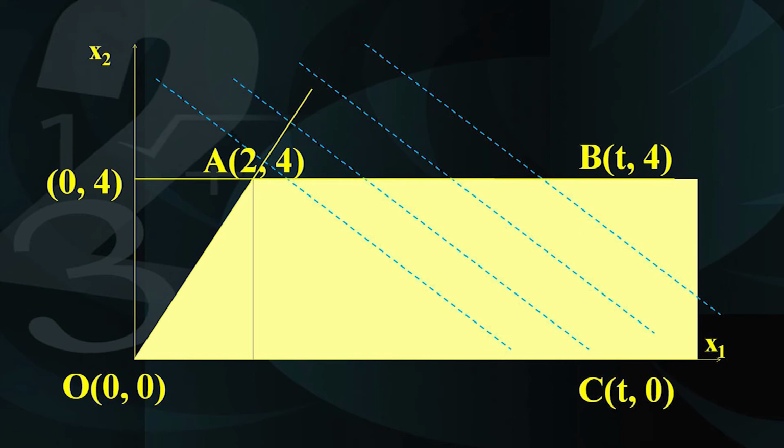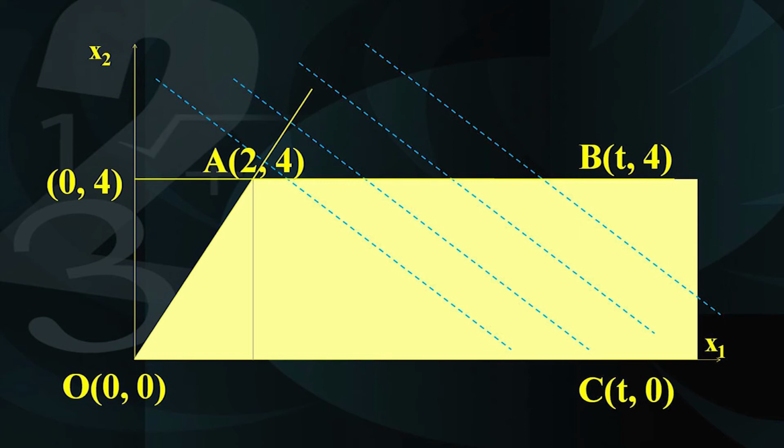Next, we will plot the second line. These are the points. O is 0, 0, the origin, and A, 2, 4, is the intersection of the first and second constraints. This is the second constraint, x2 is equal to 4, and as before the feasible region is below the line. If you look at the coordinates of the points that lie on the uppermost line, it is B, and I have written t, 4.